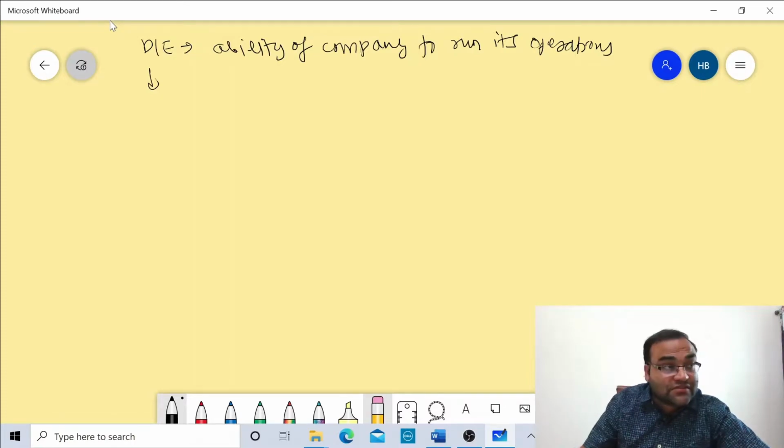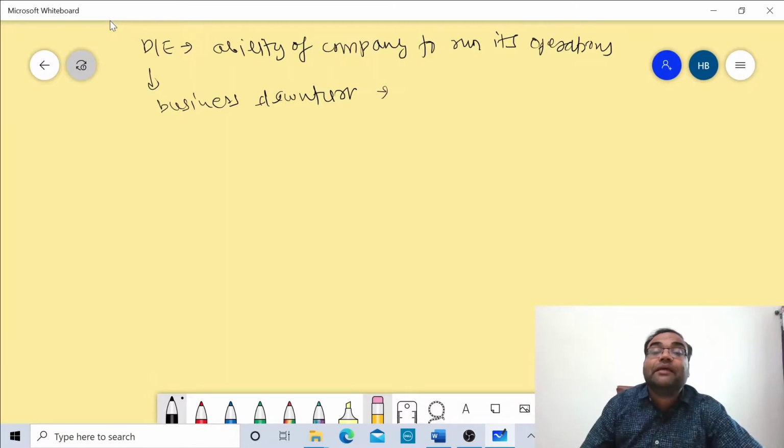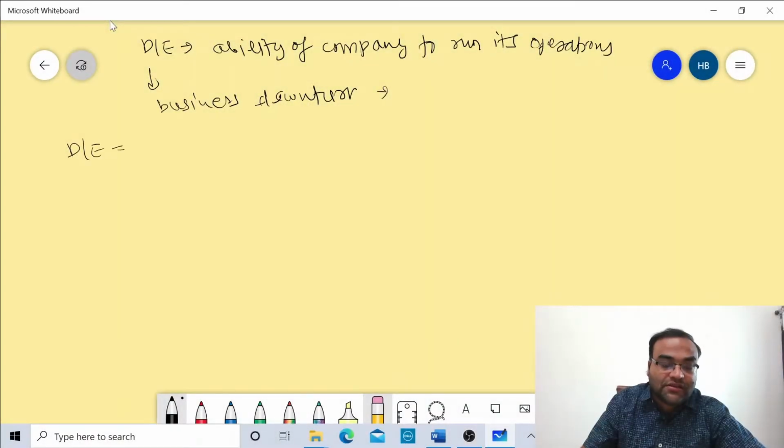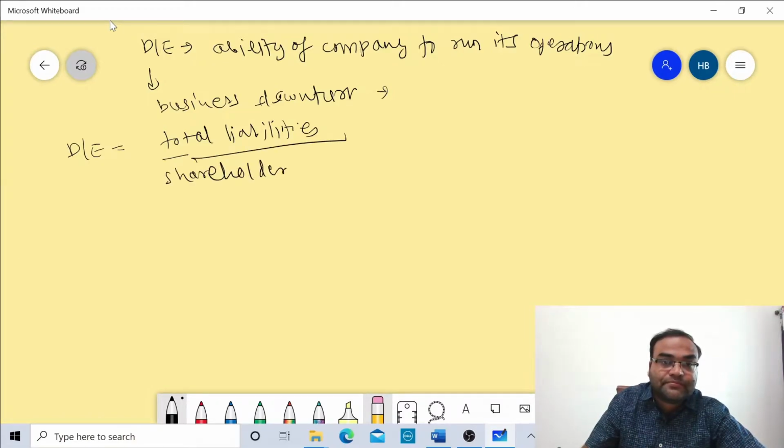This also tells us, in the situation of business downturn, whether the company will be able to manage its operations. Because if the company has a high DE, then it will not be able to run its operations without taking loans. So the equation for D by E ratio is total liabilities divided by shareholders equity.